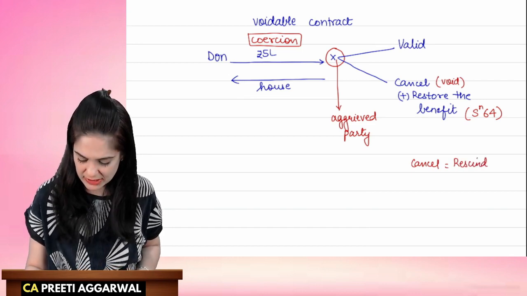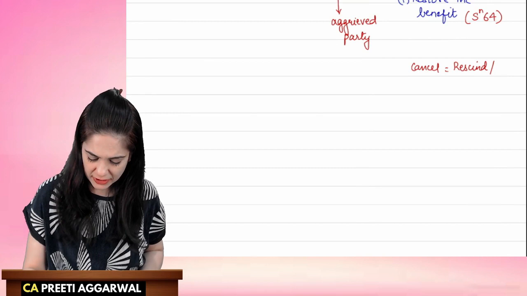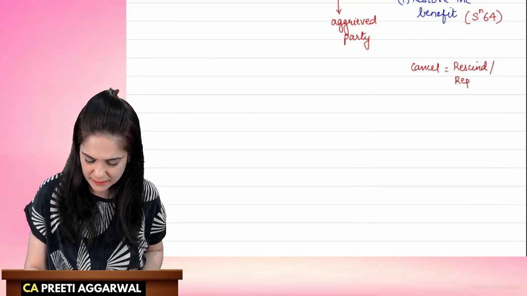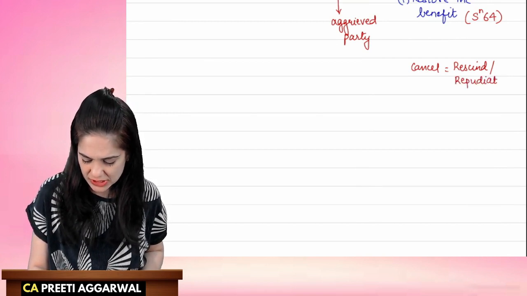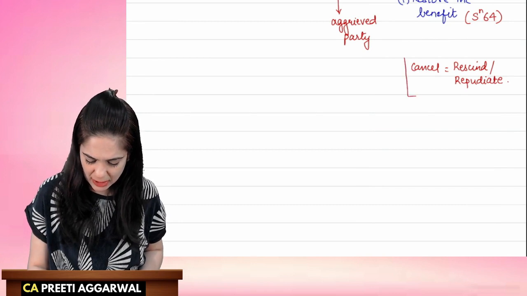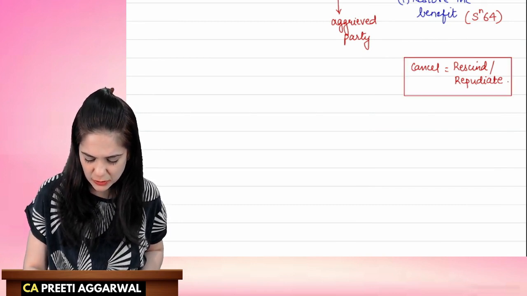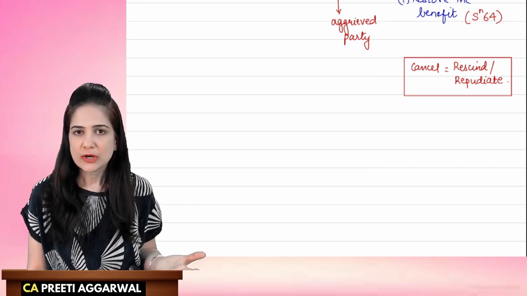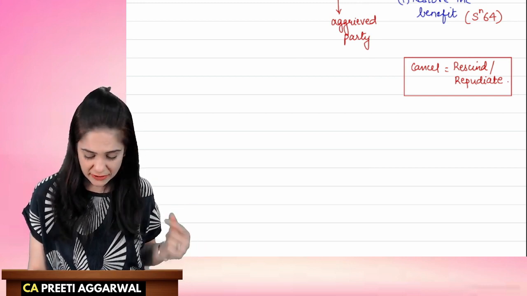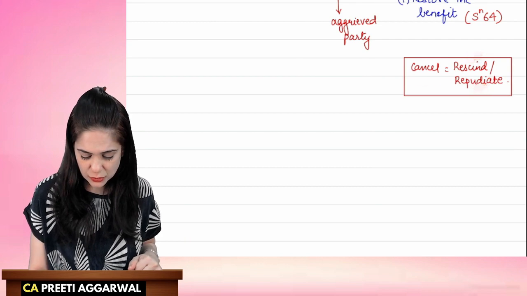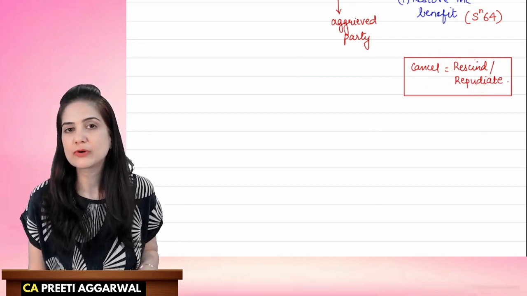Rescind means to cancel. Another word for cancel or rescind is repudiate. Okay, so these are better words for cancellation. So if in the exam you write these words, it will add value to your answer. And if the word rescind or repudiate is used, you should understand that they are talking about cancellation.